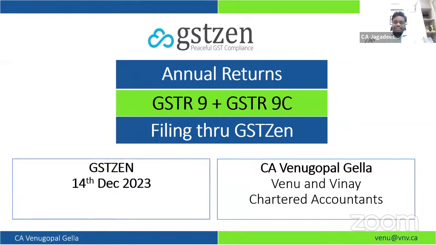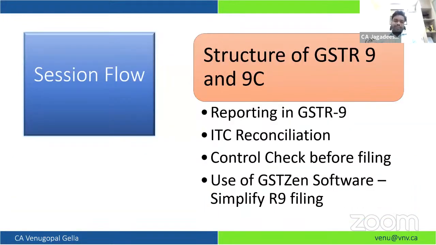Okay, thank you, sir, for your introduction. The basic flow of today's session is: first we'll discuss the basic structure of GSTR-9 and 9C, what information we need to report in GSTR-9, and what the source of information is to fill in the 9 and 9C. Then we'll see ITC reconciliation, and then the key validations that we need to check before filing GSTR-9. How we can use the GST Zen software to simplify GSTR-9 filing will be explained by my colleague Bharti.